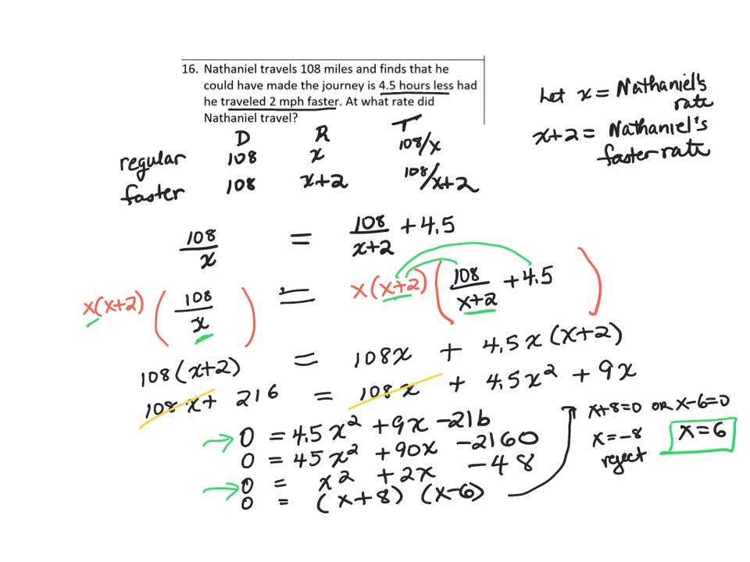So to answer the question, at what rate did Nathaniel travel? Nathaniel traveled at 6 miles per hour. So let's write that down.